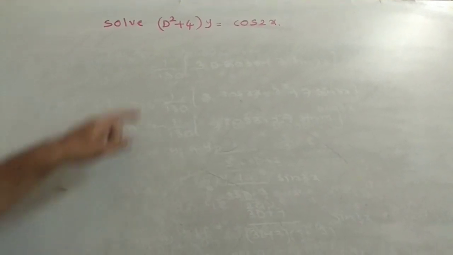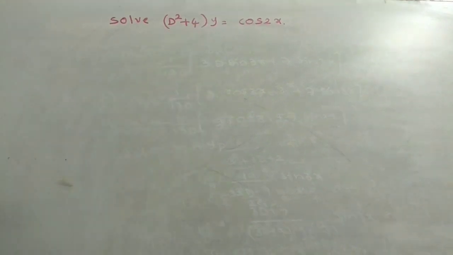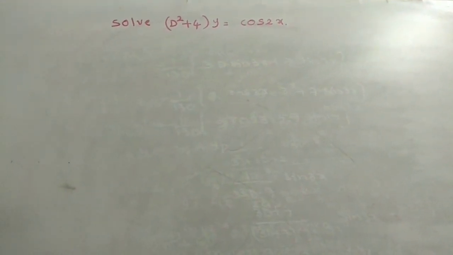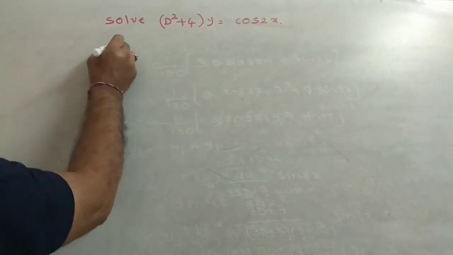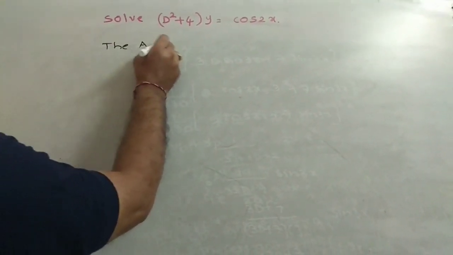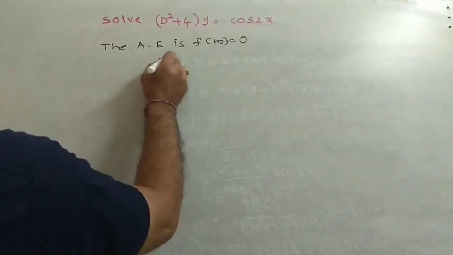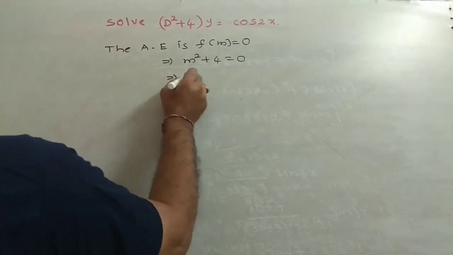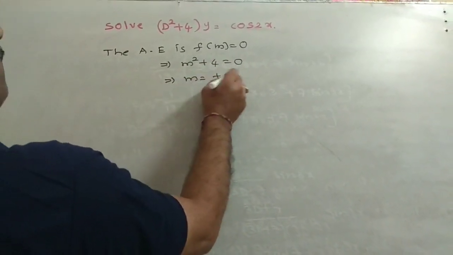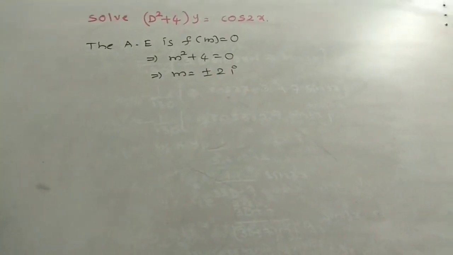Now let us have the next continuation problem. Solve D square plus 4 of y equal to cos 2x. So the right side is looking like cos ax type. So directly first you calculate the auxiliary equation. The auxiliary equation is f of m equal to 0. You can write directly m square plus 4 equal to 0, or I can write m equal to plus or minus 2i. Okay. So roots are complex or real?